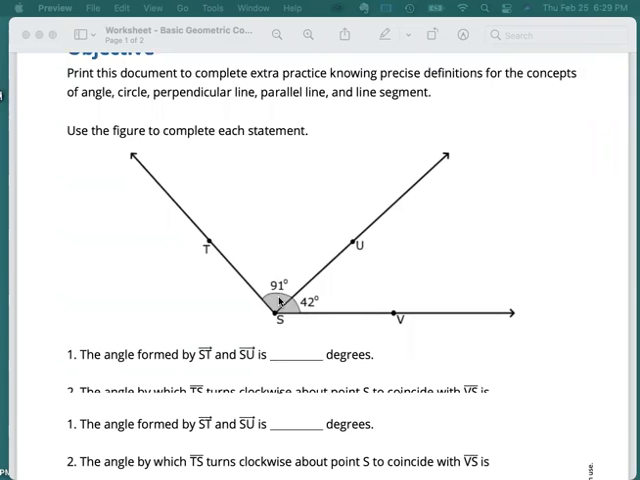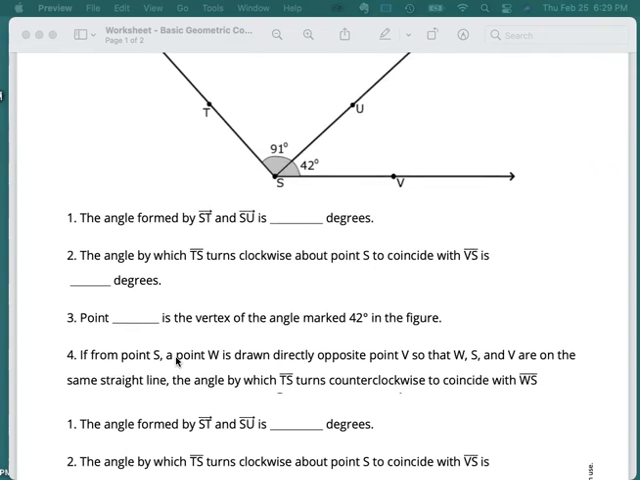Okay, point S is the vertex of the angle marked 42. So point S is the vertex. See down here? Or you could say USB.